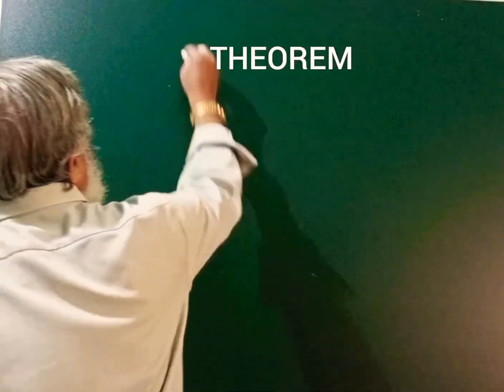One important theorem regarding the behavior of continuous functions. Suppose we have two continuous functions f and g, both continuous at a point C, then their composition, that is g composition f, must also be continuous at x is equal to C. So we state the theorem.